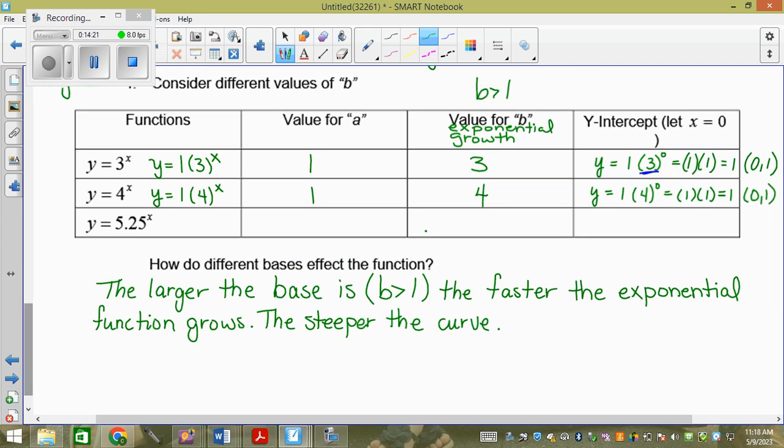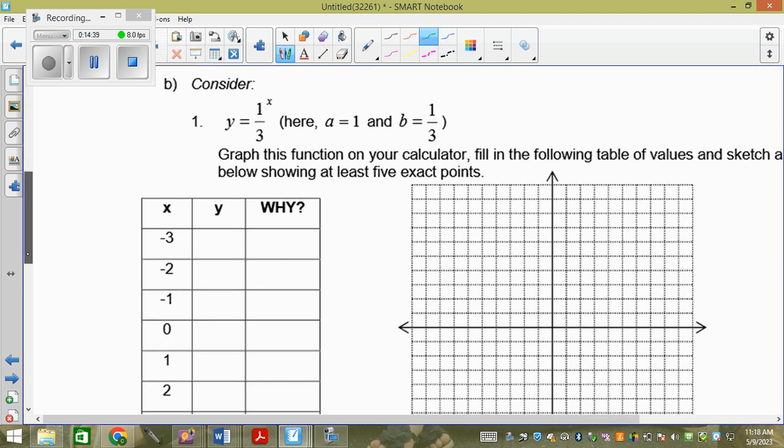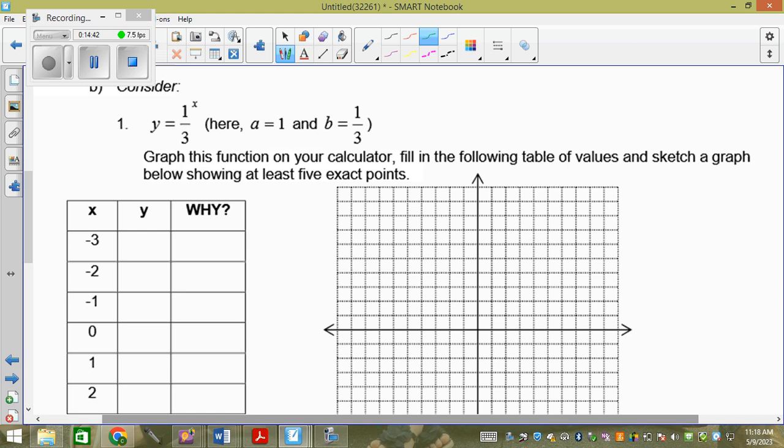Then we're going to flip over. We're going to go to this one next. 1/3 to the power of x. So now, to get my y, I have to do 1/3 to the negative 3. Or 1/3 to the x, not to the negative 3. That's the first. So this one's going to be 1/3 to the negative 3.